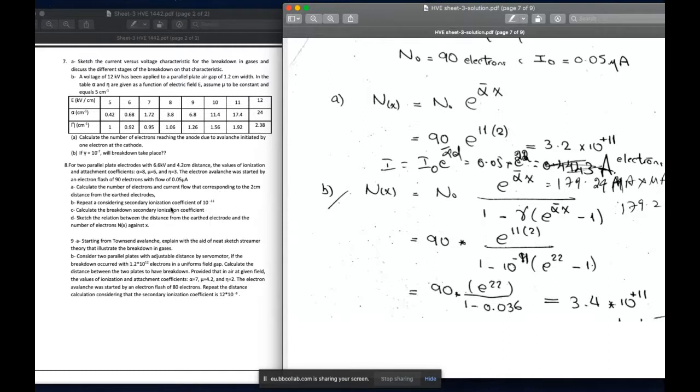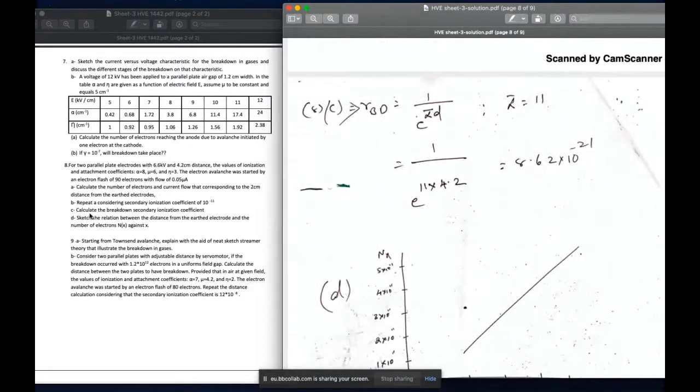Now coming to the second part, repeat considering a secondary ionization coefficient of 10 power minus 11. So here we consider secondary ionization gamma as 10 power minus 11 and calculate the number of breakdown electrons. If you calculate the number of breakdown electrons required, it is 3.4 into 10 power 11.